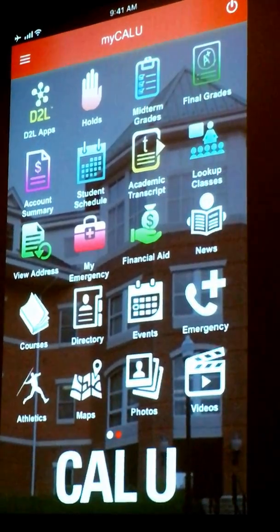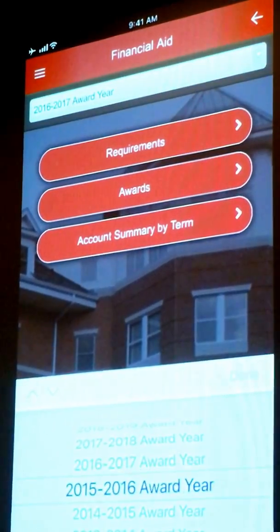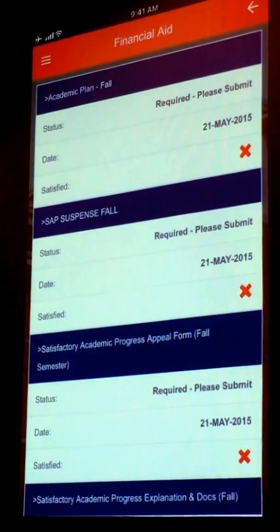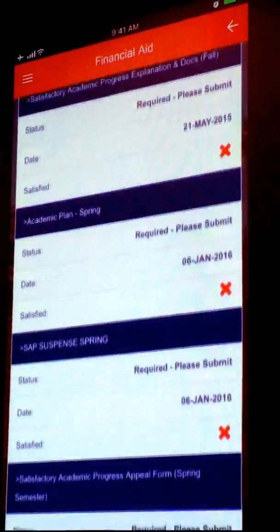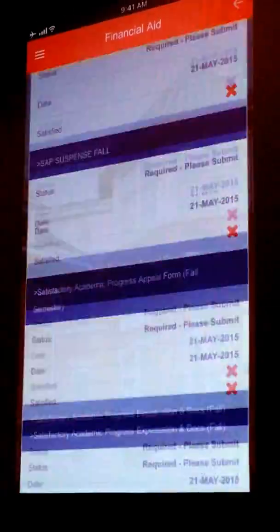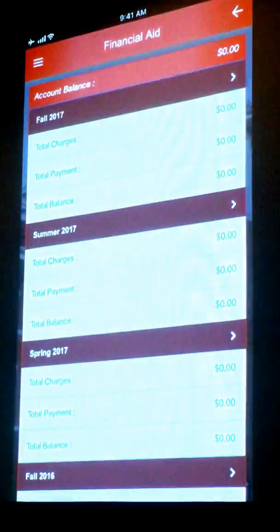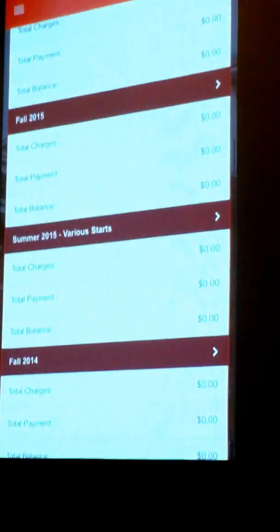You can get an idea of how much money you owe us. I like that too. Go to your award year here. This student is a bad student. They owe a lot of money for a lot of fees. They have not satisfied any of their obligations. And view your account summary by term. There's a lot of good data there. Yeah, how about that? For all the terms.